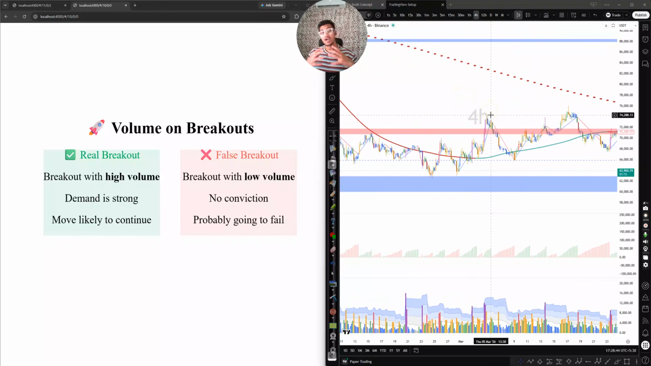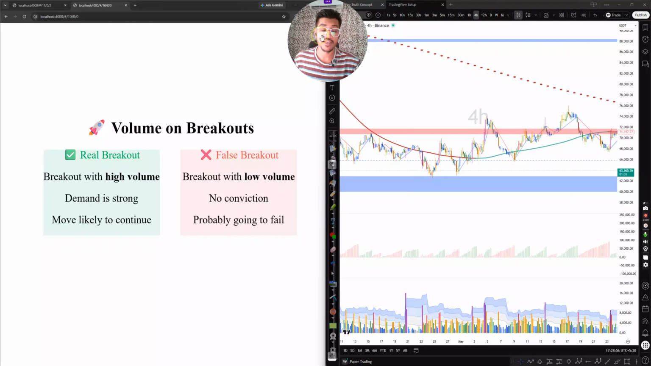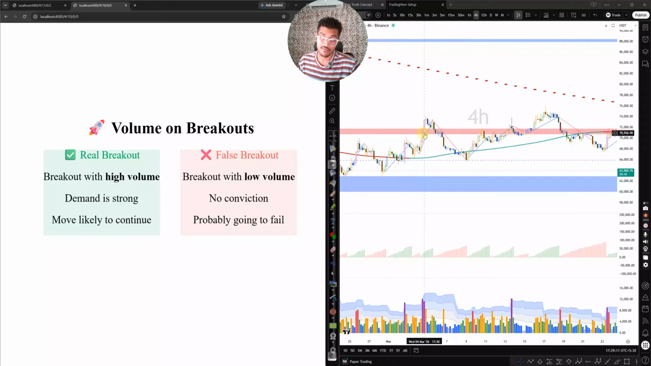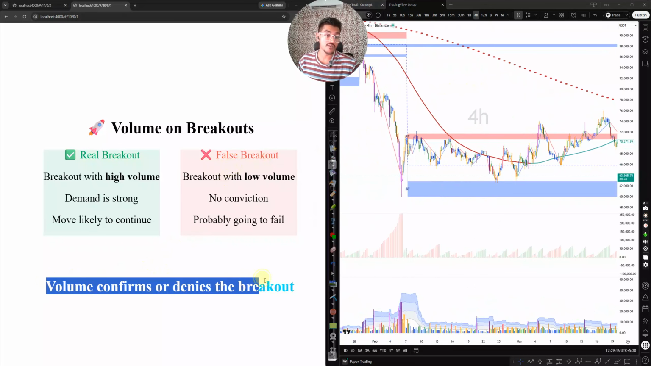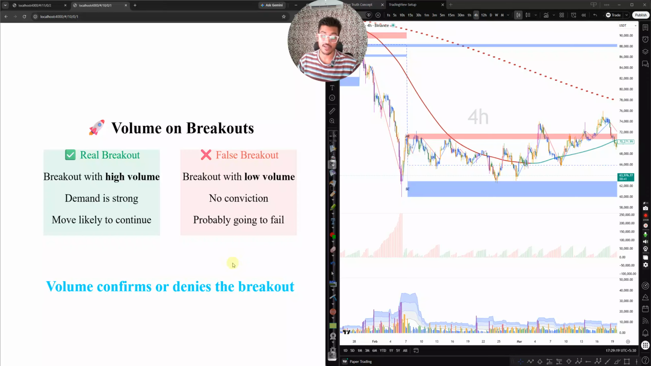So by combining volume with price, in a breakout or support or supply or demand zone, you can infer if the move is going to be sustainable or not. You can figure out if the market is going to give a false breakout. A breakout with low volume and no conviction is probably going to fail, as we saw around here. So volume confirms or denies the breakout.